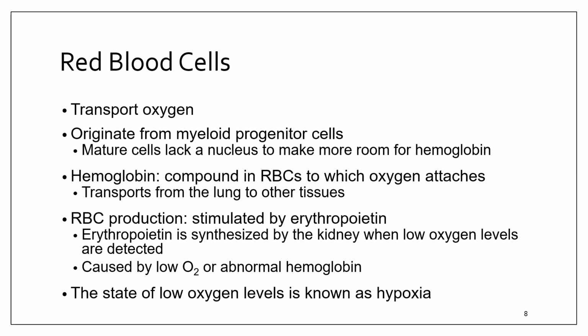EPO production increases when oxygen levels are low or hemoglobin is abnormal or ineffective. This condition is called hypoxia. Hypoxia does not mean anemia. You can have hypoxia with or without anemia. On a blood smear, red blood cells should be anucleate, uniform in size and shape, and have a central pallor about 1/3 the diameter. When they're not, pathology starts telling its story.